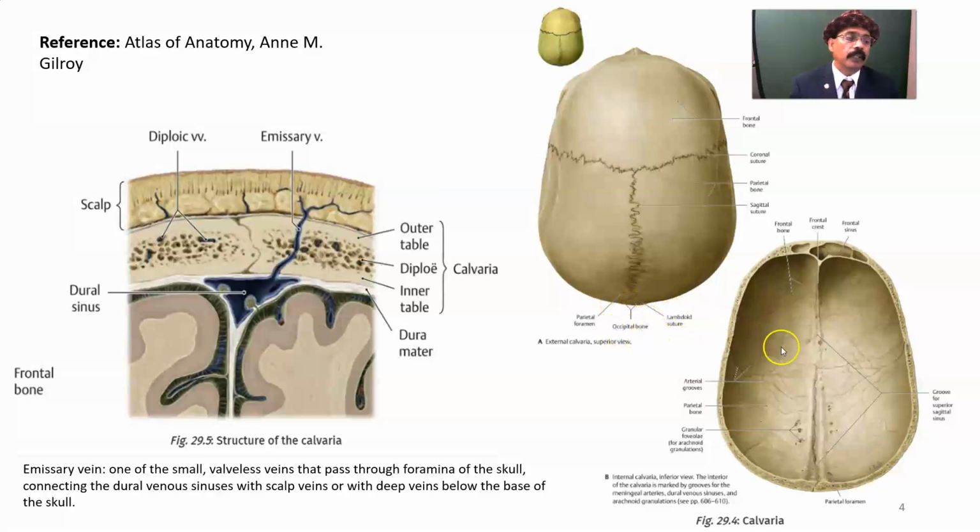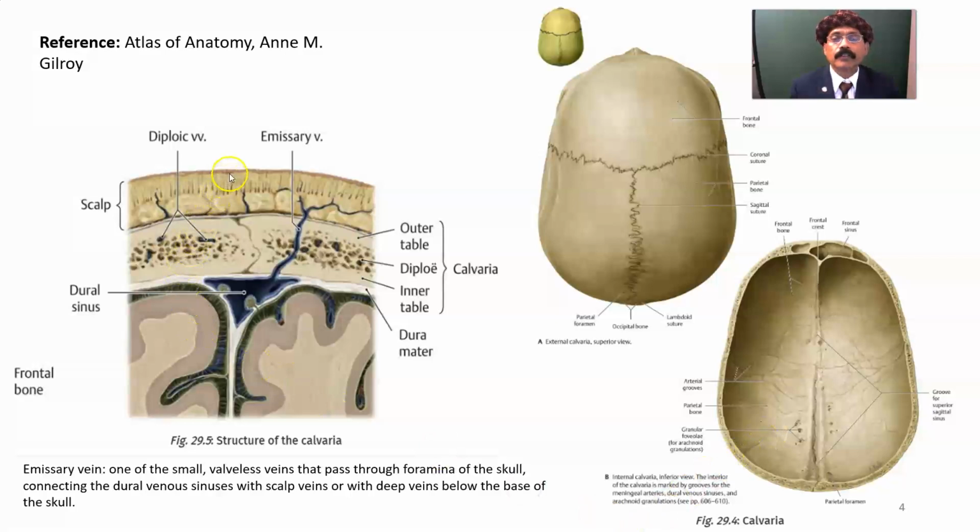If you go to the inner surface of the vault of the skull, that is the calvaria, we will find the groove for the superior sagittal sinus, that is a dural venous sinus, and here also the granular foveolar impressions for the arachnoid granulations. By arachnoid granulations, or arachnoid villi, the CSF from the subarachnoid space reaches the superior sagittal sinus. Okay, so we got that.